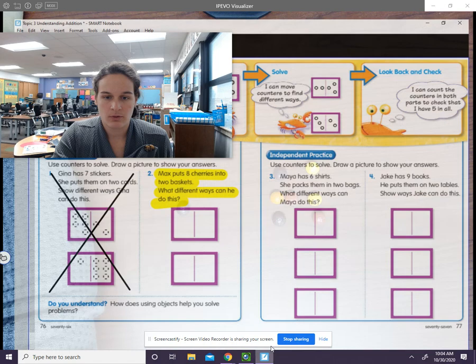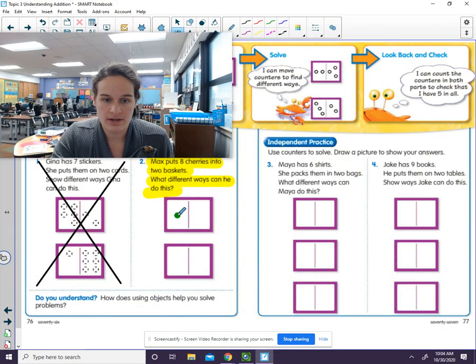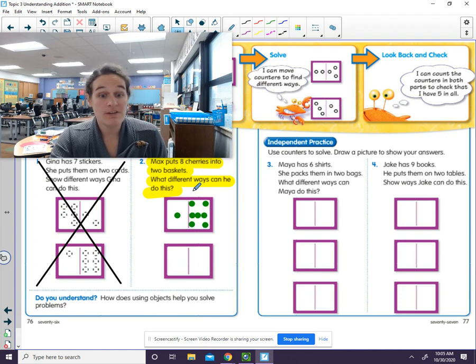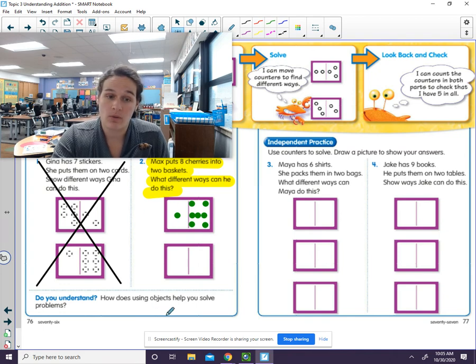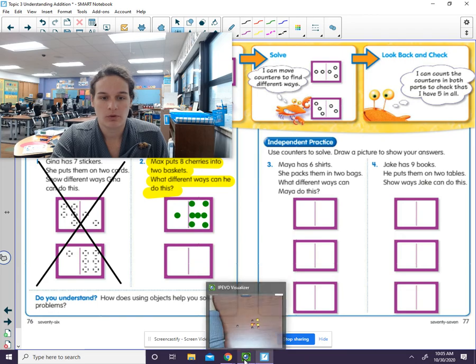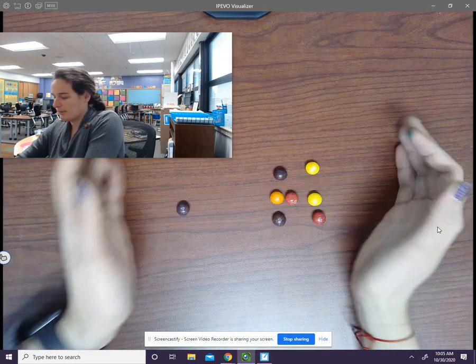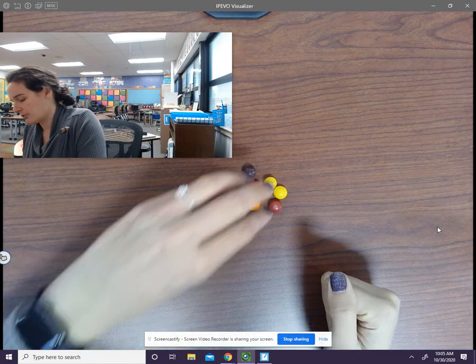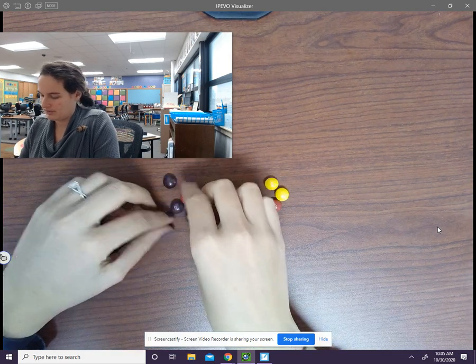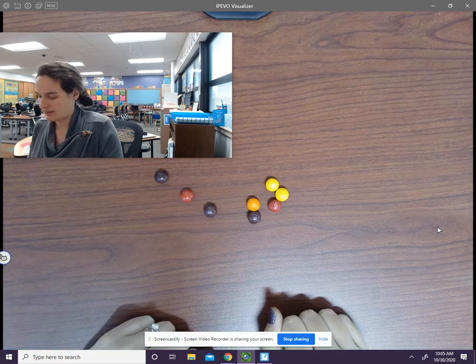We'll go back and we're going to draw that. So 1 and 7 is 8. Okay, we found one way, but we need to find another way because it says what different ways can you do this, and they want us to find 2. We'll go back here. I'm going to put these all back in a pile. Well, what if I grab 3? Pull 3 over there. That's my one group.